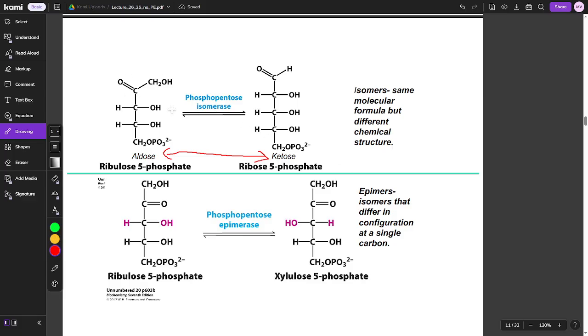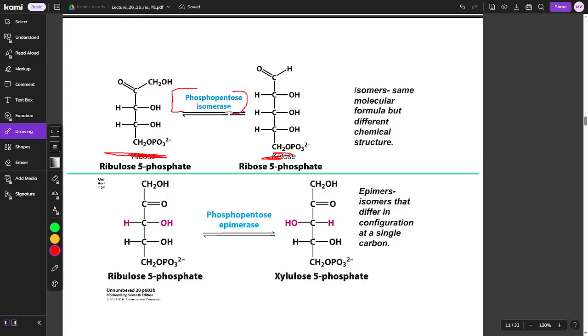Yeah. So this is a ketose because it's got a ketone group here, right? There's a carbon here, and then this is an aldose because it's got an aldehyde on the end. So same molecular formula, different chemical structures. So they're not the same molecule, but they are isomers of each other, right? So we've got the aldehyde form over here, and then the ketone form over here. And they can be isomerized into each other with these different enzymes.